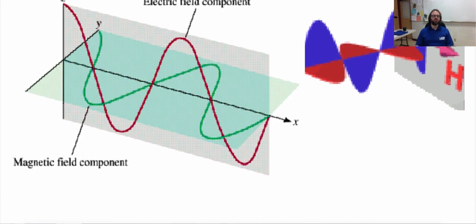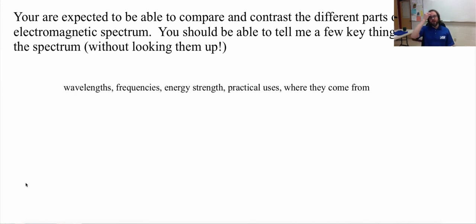So what I want you to do now, for your homework, and you may have some class time to do this, is you are expected to be able to compare and contrast the different parts of the electromagnetic spectrum. You should be able to tell me a few key things about the spectrum. So you're going to make a poster describing the key things such as wavelengths, frequencies, energy, strength, practical uses, where they come from, and what it looks like.